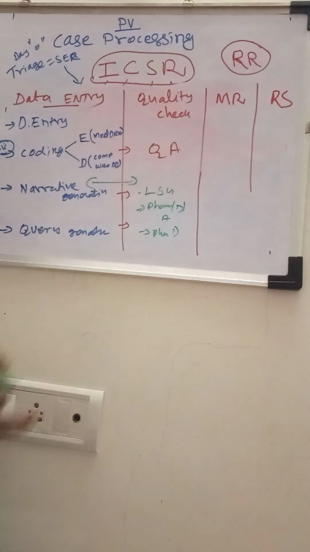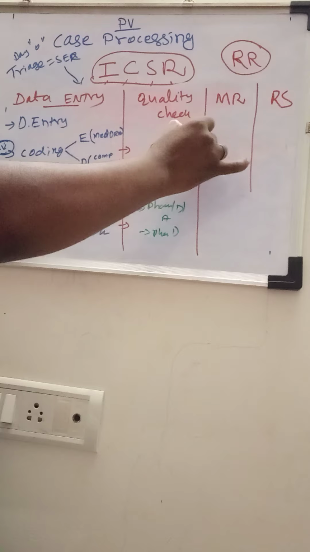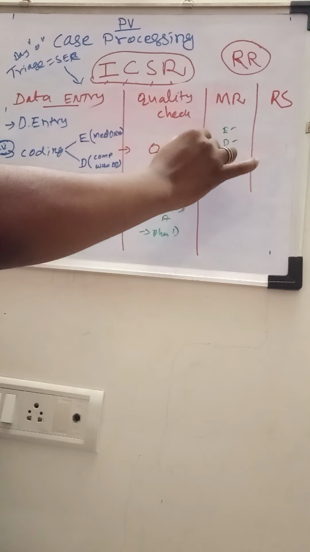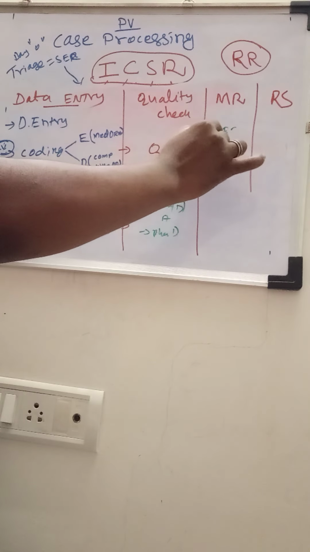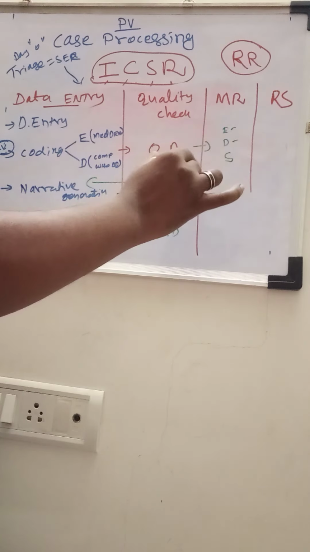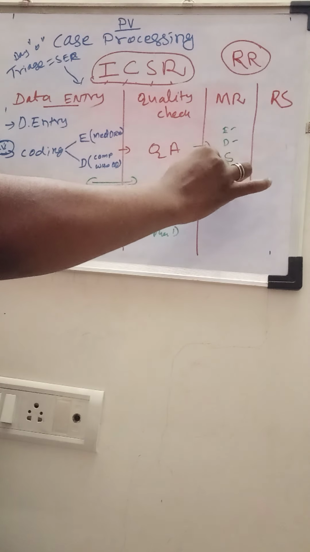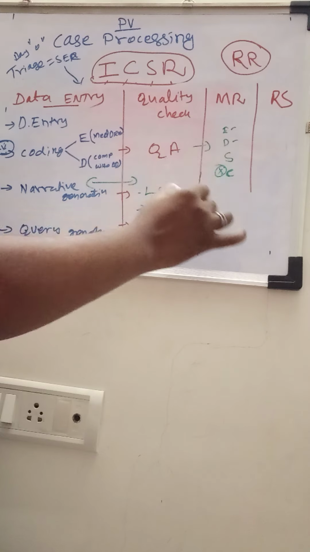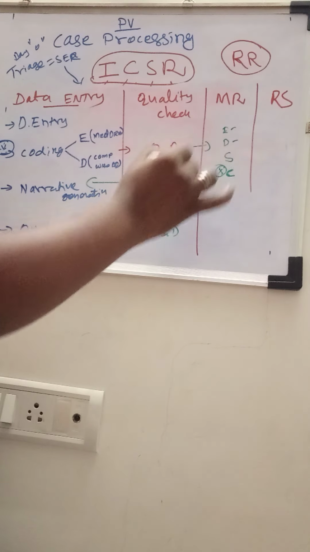And again, here is medical review. The main role of the medical reviewers is to cross check all the codings we have performed, whether it is an event code or drug code, whether everything has been performed correctly, whether the seriousness has been done correctly, as well as the causality assessment. Again, causality assessment is one of the most important topics.